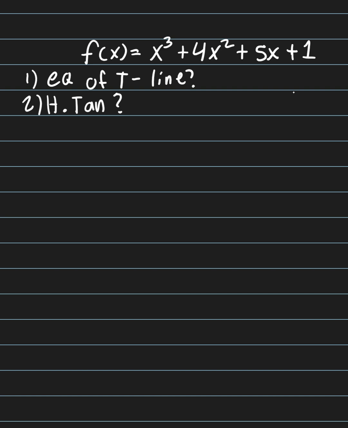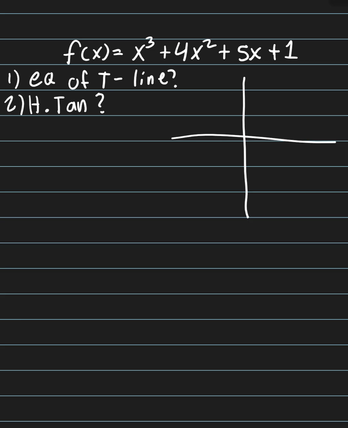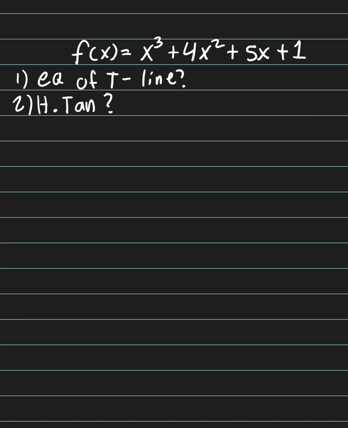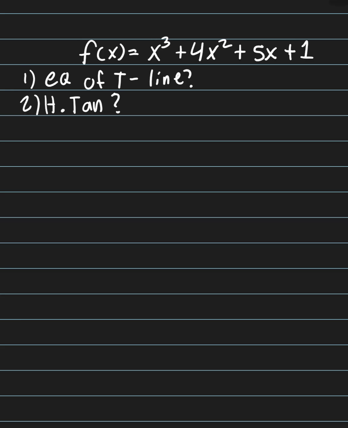So let's say we were to have a graph. This is our graph. And let's say that we know that a derivative is kind of like the slope, right? Well, if a slope is horizontal, the slope is 0. So let's see how that applies later, okay? All right. First off, let's stick with the equation of the tangent line.